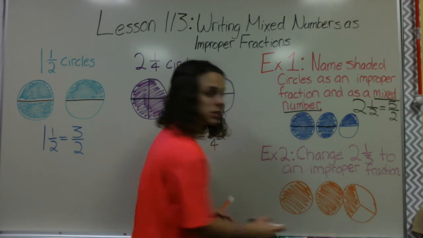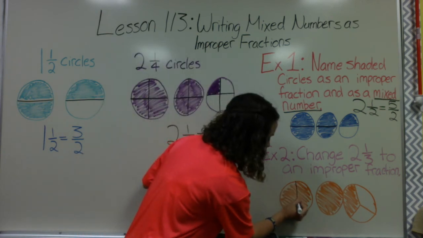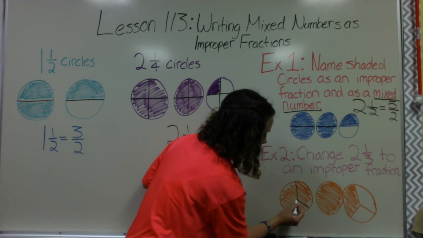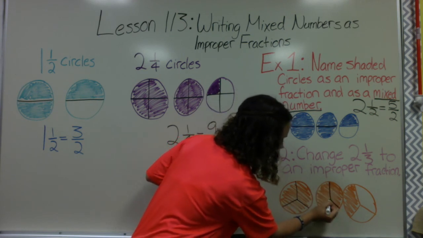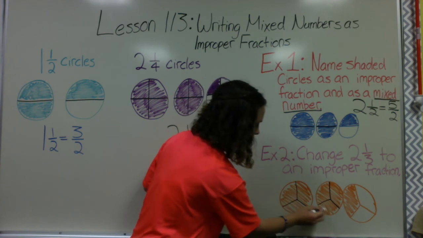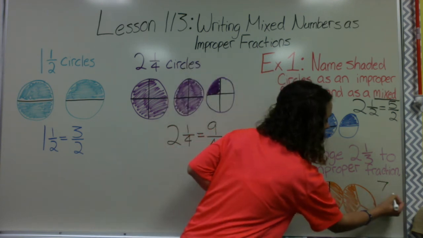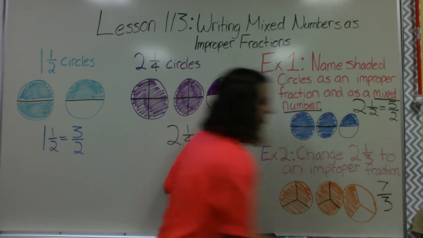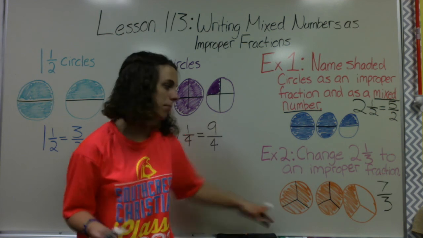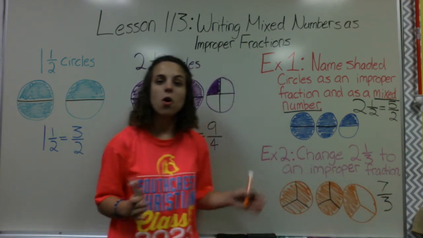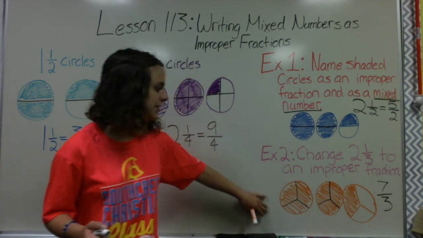Well, I need to have them all split into the same amount of equal parts. Again, splitting them all into thirds because this one is split into thirds. So I have 1, 2, 3, 4, 5, 6, 7 thirds is my improper fraction. So that's how I change my mixed number of circles into an improper fraction. So drawing pictures always helps. It's a great strategy to be able to learn, and it's fairly simple.